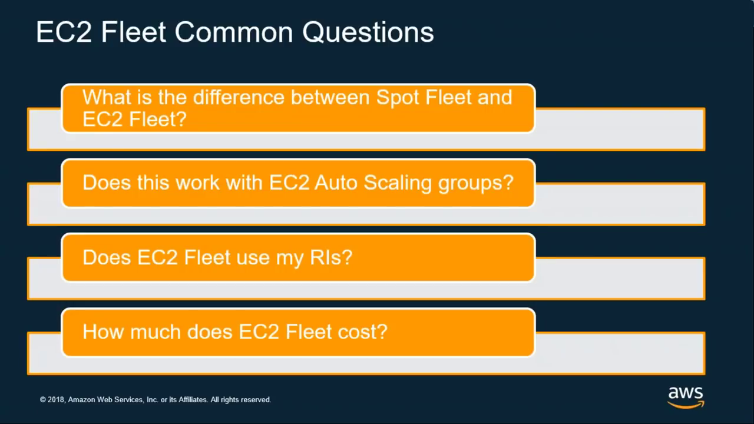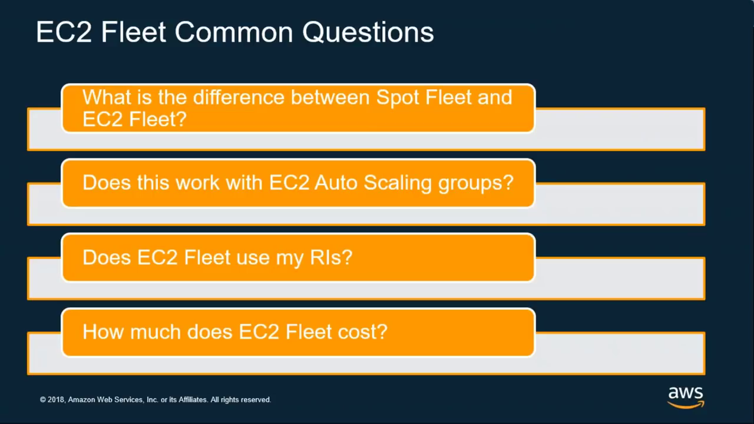So I wanted to quickly address some of the common questions before we go to a demo. And then obviously we'll come back and address any of the ones that we haven't already addressed in questions you've been sending through. So first and foremost, what's the difference between Spot Fleet and EC2 Fleet? The answer to that is functionally nothing. They are different APIs that do the same thing.